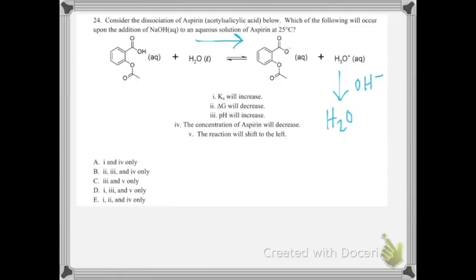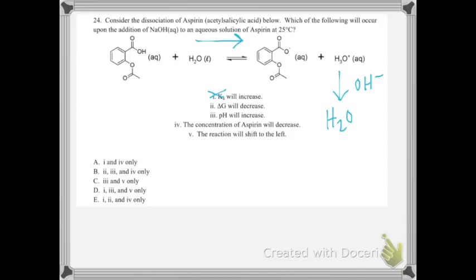Okay, so keeping that in mind, let's go through these options. So the first one says Ka will increase. So we learned in exam 2 material that pretty much the only way to change an equilibrium constant is to change the temperature. So unless we change temperature, nope.